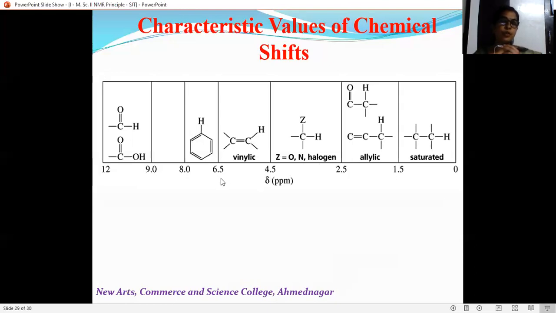Then the next region is 4.5 to 6.5. This is the vinylic region, or we can say the olefinic region. Protons present on the olefinic carbon atom will absorb in the region of 4.5 to 6.5. Then the next region is 6.5 to 8, where the aromatic protons are observed. Then 9 to 12: in this region, the protons present on an aldehyde carbon atom are usually observed at 9 ppm, and the carboxylic acid OH protons are observed in this region from 9 to 12. Sometimes this value goes above 12 also.